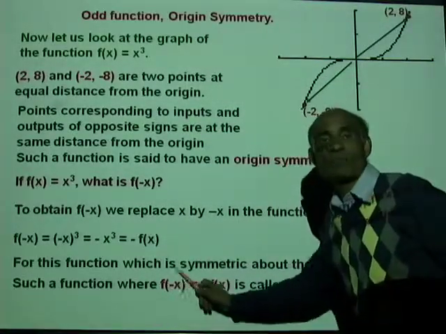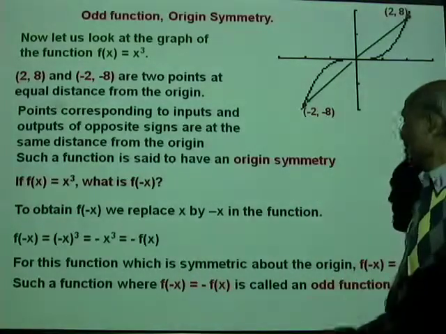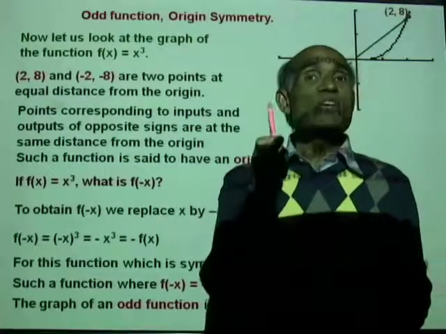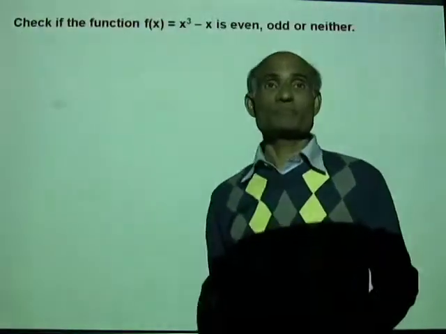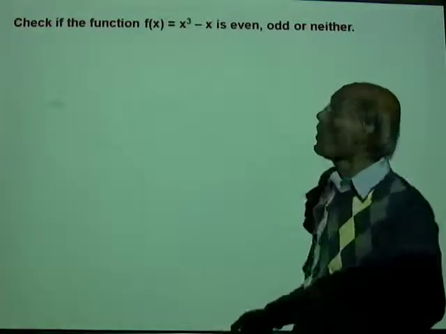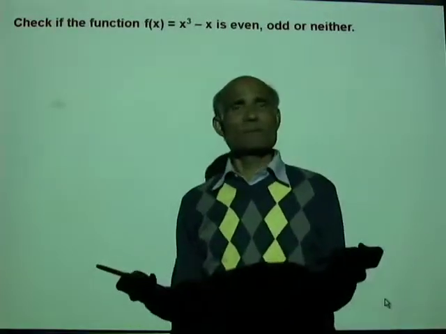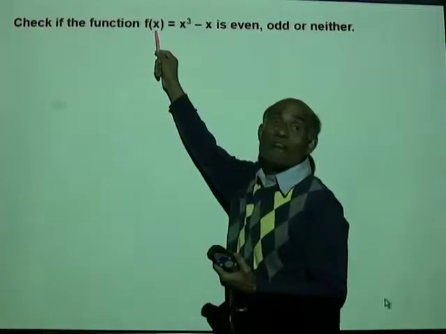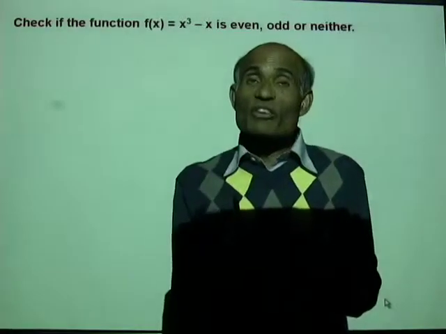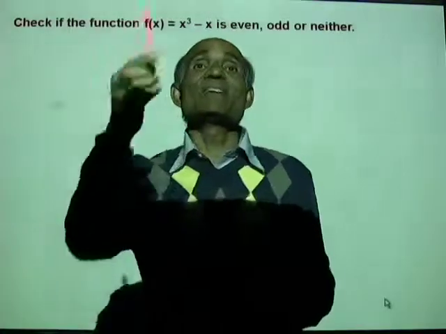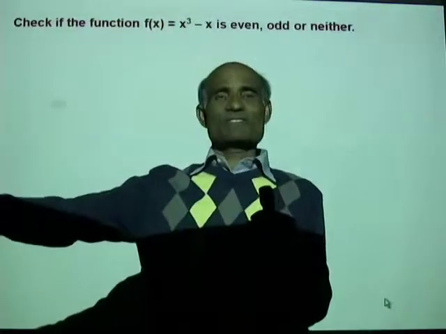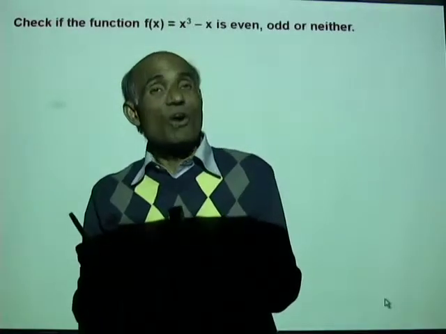So such a function where f of negative x equal to negative f of x is called an odd function, and an odd function has an origin symmetry. An even function has a y-axis symmetry. Alright, check if the function f of x equal to x cubed minus x is even, odd, or neither. How do you do it? All you need to do is find the form of f of negative x. Remember, if f of x equal to f of negative x, then that indicates an even function, y-axis symmetry. If f of negative x equal to negative f of x, that indicates an odd function.